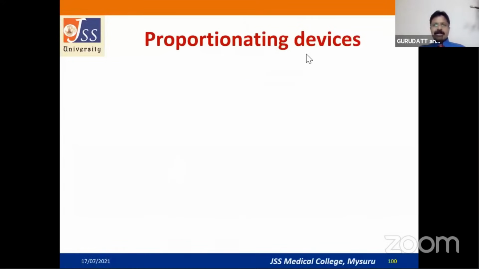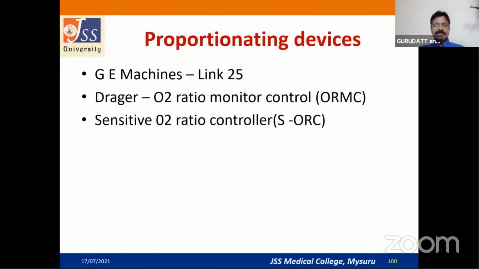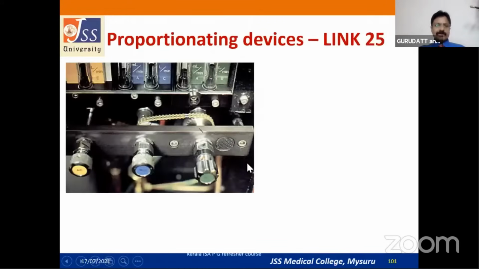Coming to the proportioning devices I was talking to you about, which provide more safety to prevent any hypoxic mixtures from being delivered to the patient. In GE machines you have the Link 25, and in Draeger you have what is called ORMC, or oxygen ratio monitor control. Nowadays the same mechanism is called sensitive oxygen ratio control. Now, how will the Link 25 and the ORMC function? What is the difference? I'm just going to talk to you about that.